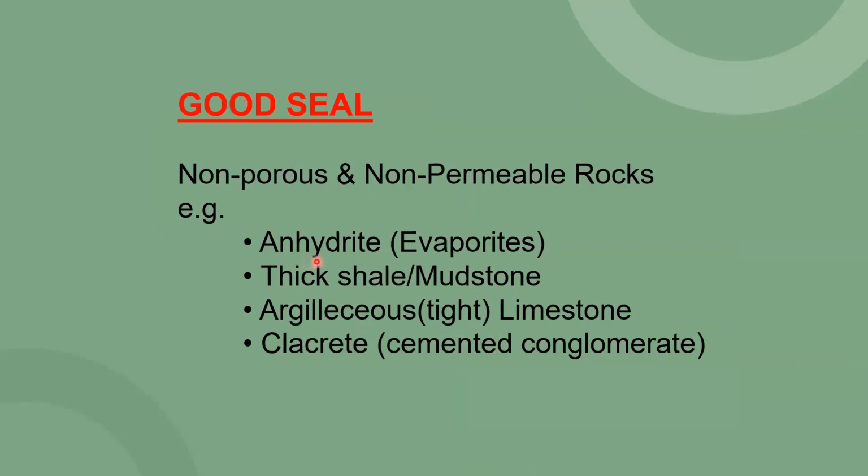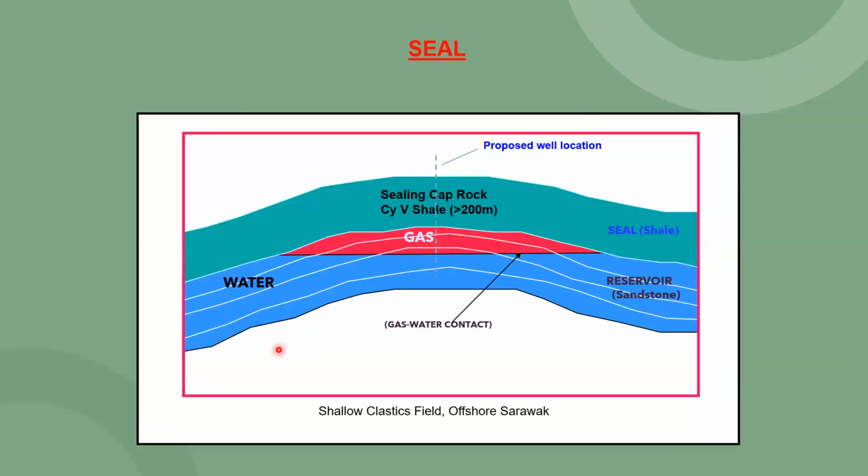So it can be like anhydrite, like evaporite, like we have this salt. Then we have a thick shale or mudstone, argillaceous tight limestone, the cemented conglomerate. So that can be a good seal rock. So over here you can see this one, like you have the reservoir, you have the seal. So in this case, we have a shale.